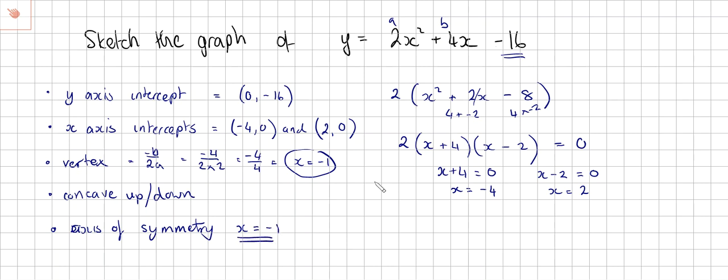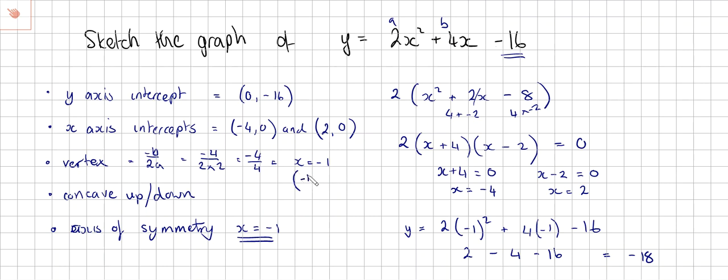But what's the y coordinate of the vertex? Well, I'm just going to put it into here. y equals 2 times -1 squared plus 4 times -1 minus 16. That's 2 times 1 is 2, minus 4, minus 16. Well, that turns out to be -18. Okay, so some of you have done vertex form, and actually I think you confirmed that the vertex is at (-1, -18).